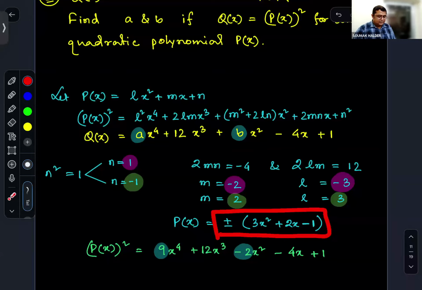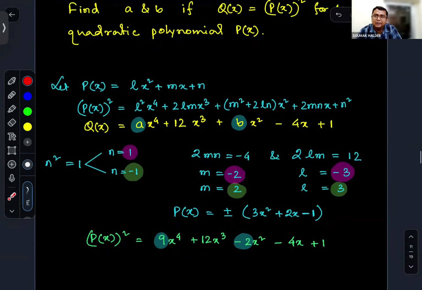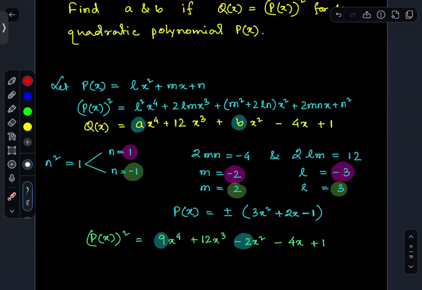So we can write that as plus or minus of 3x square plus 2x minus 1. Then perform the squaring as we have learned in the last class, and then get to the comparison of the given polynomial and that you have got through the squaring. Is it okay with all?